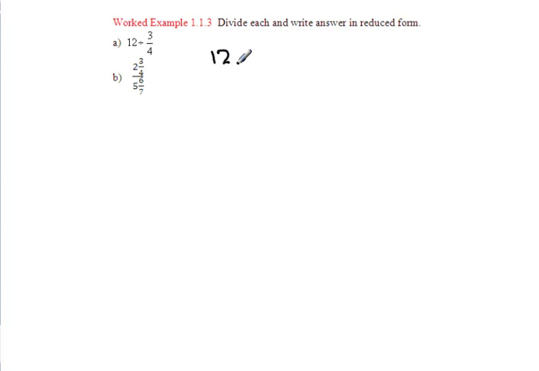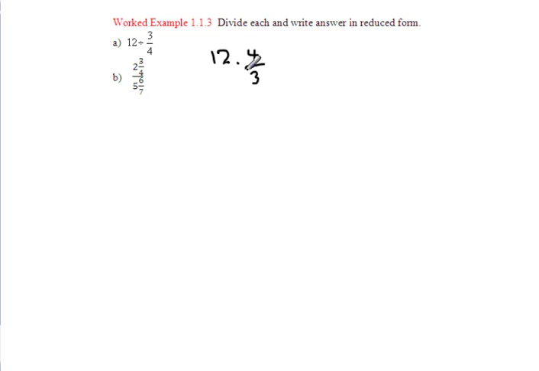So we take 12 and we're going to multiply it. But there's a cost for doing multiplication when we had division. And the cost is, instead of taking our original problem where we would divide by 3/4, we multiply it by the reciprocal, or the fraction turned upside down, which is 4/3. So we always do this with division: take the first number, change to multiplication, and flip over the second number.